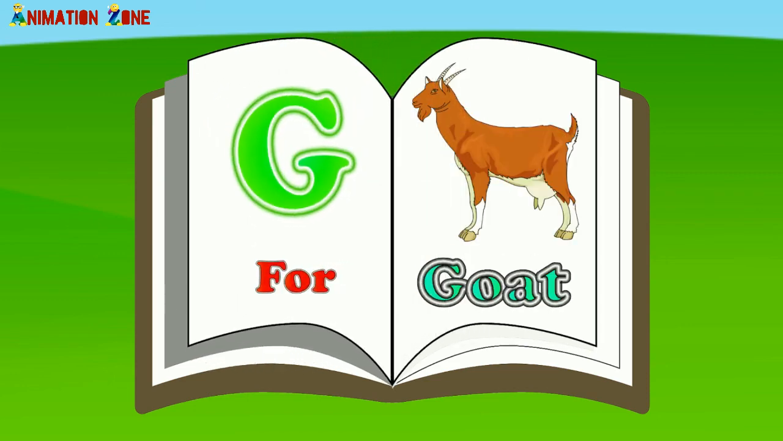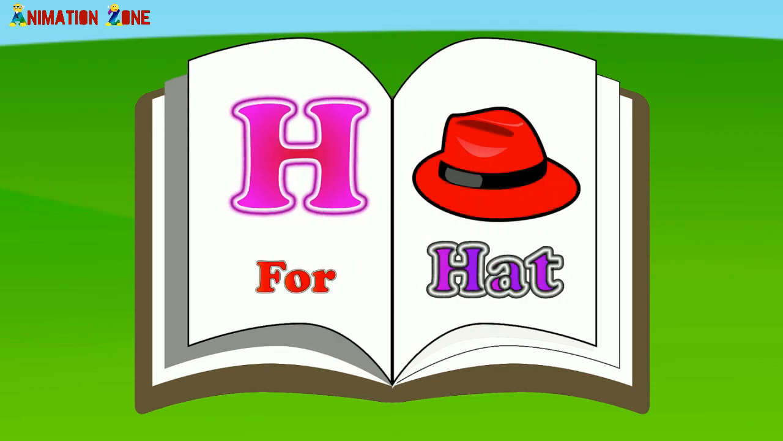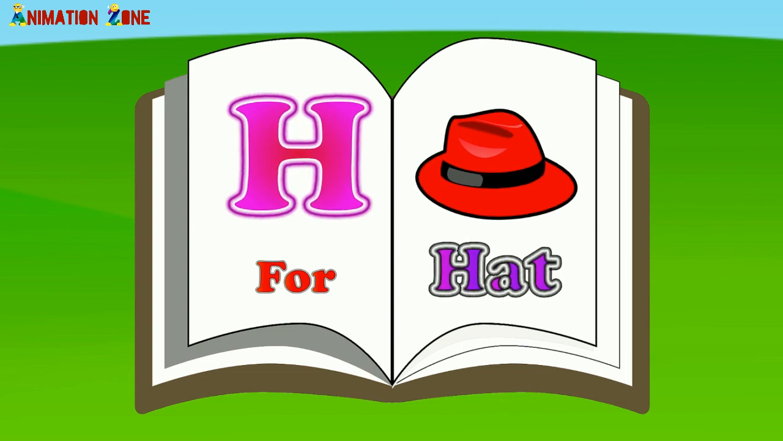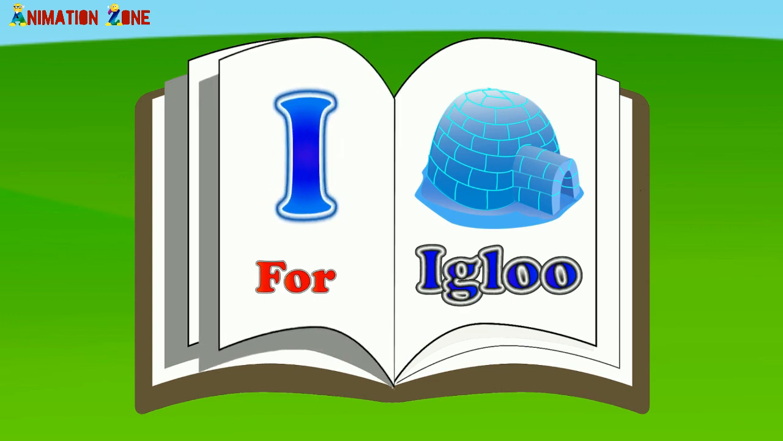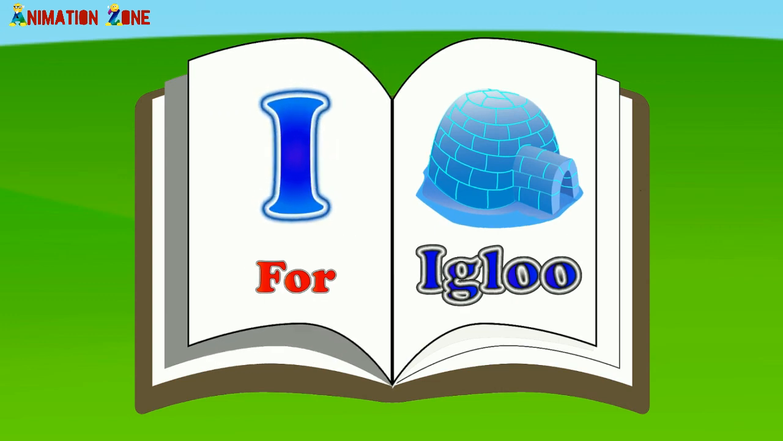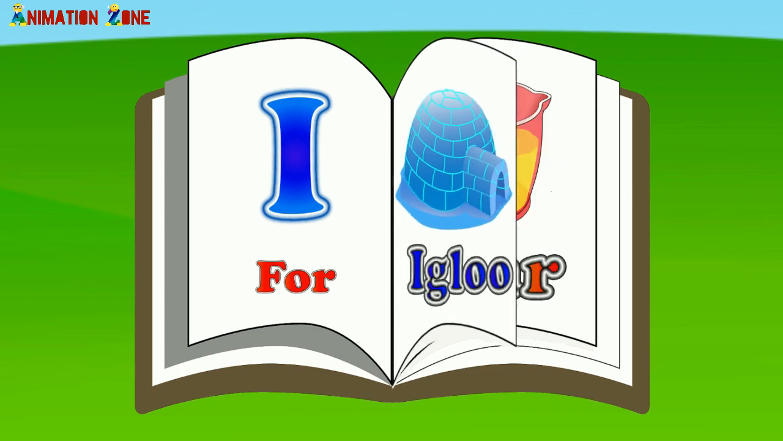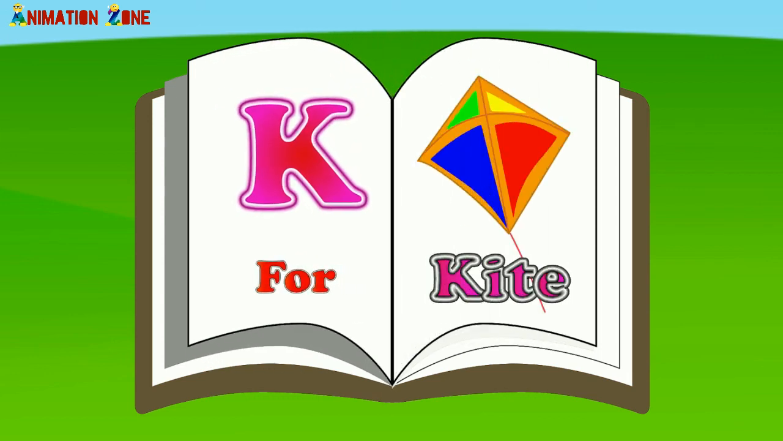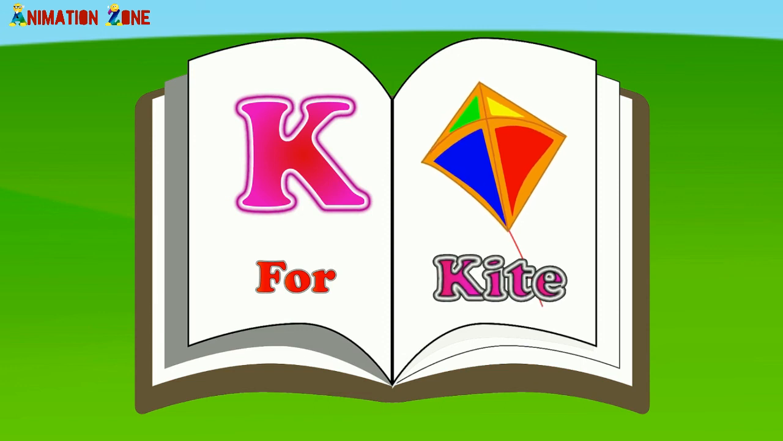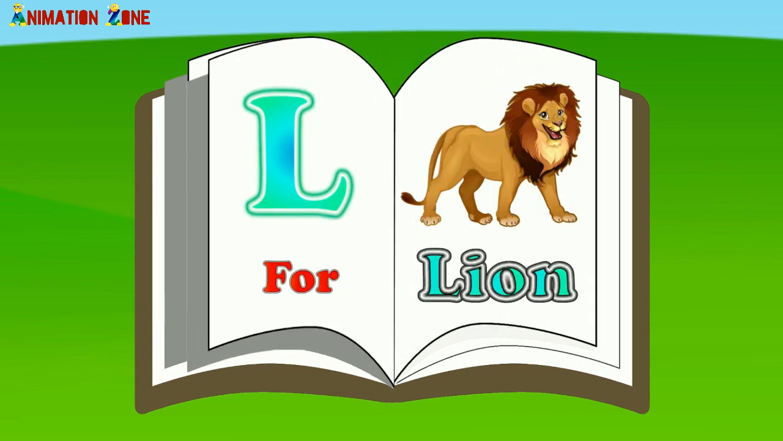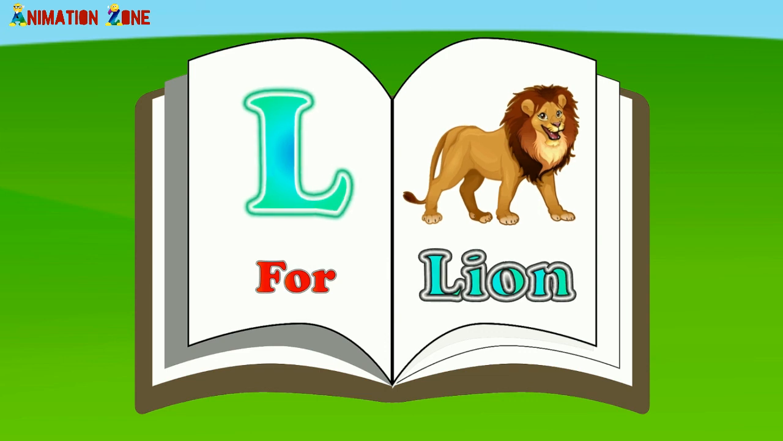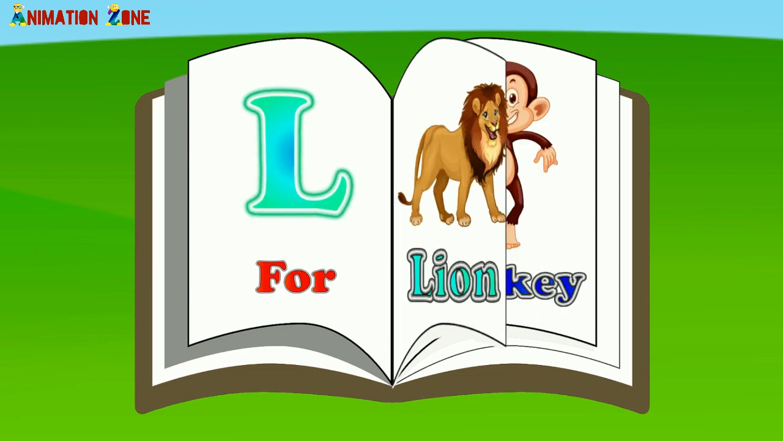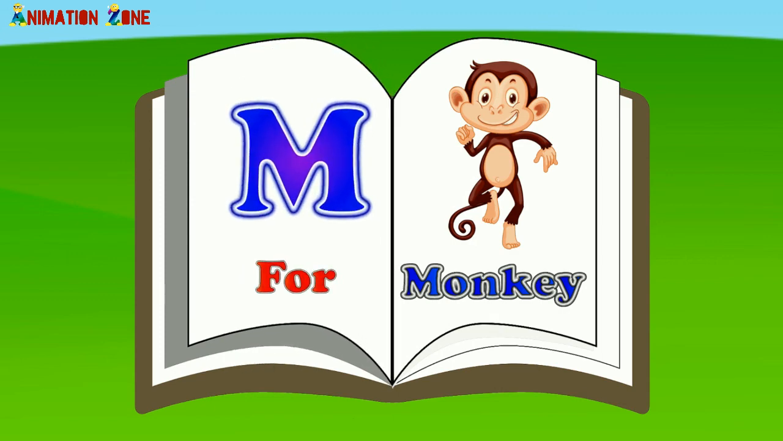G for Goat. H for Hat. I for Igloo. J for Jar. K for Kite. L for Lion. M for Monkey.